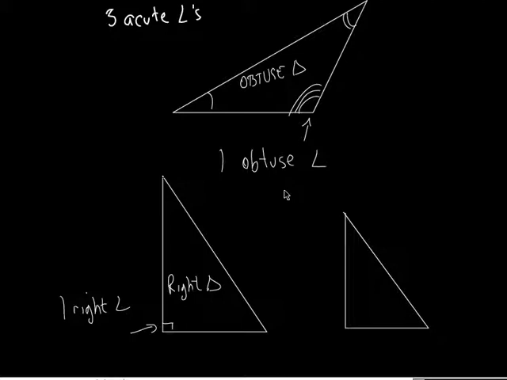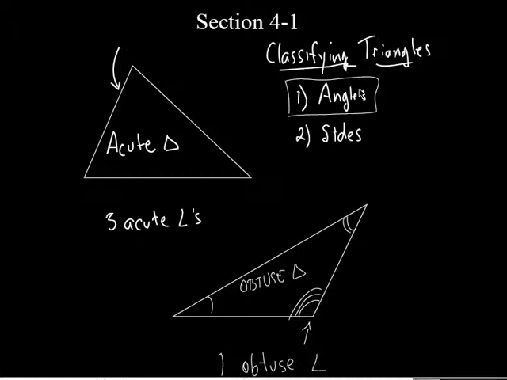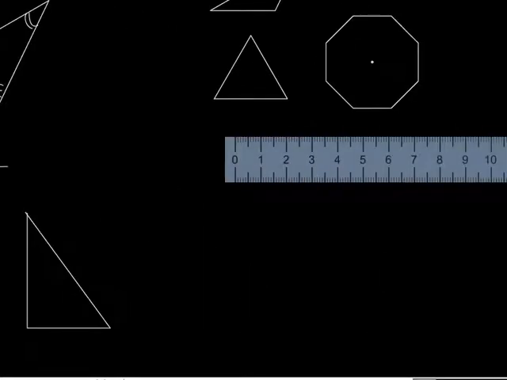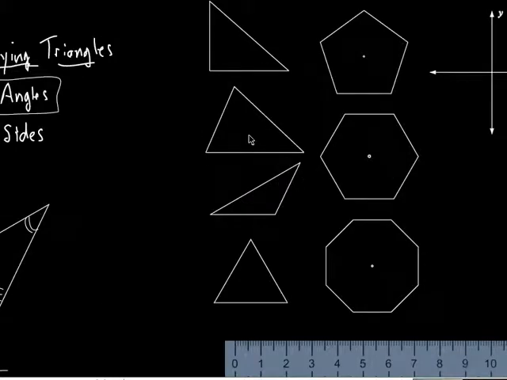Okay, that's classifying by its what? Angles. Now we're going to talk about some triangles. We're going to classify them by their sides. Isosceles is one of them, but I've got them all out here. Let's do this one. Let's see which one they do first. Yeah, let's do this one.